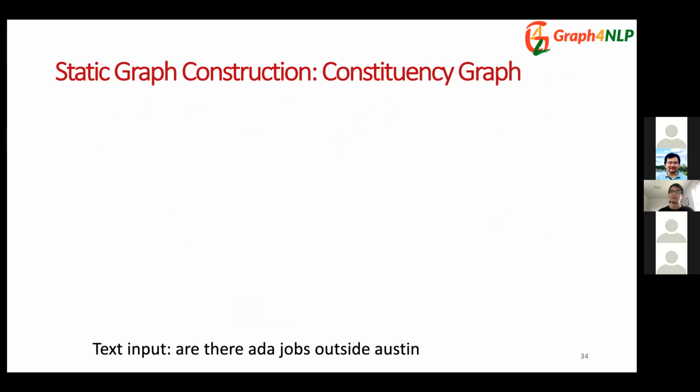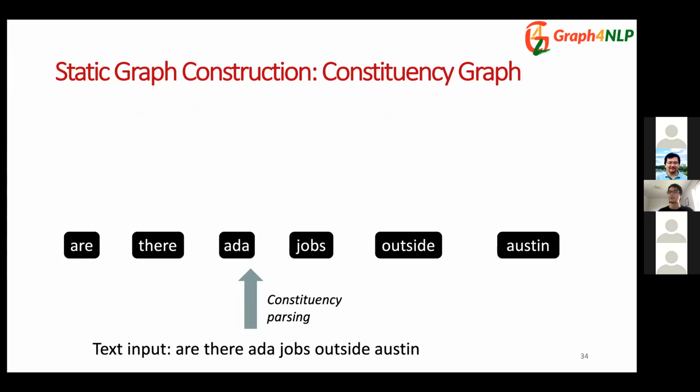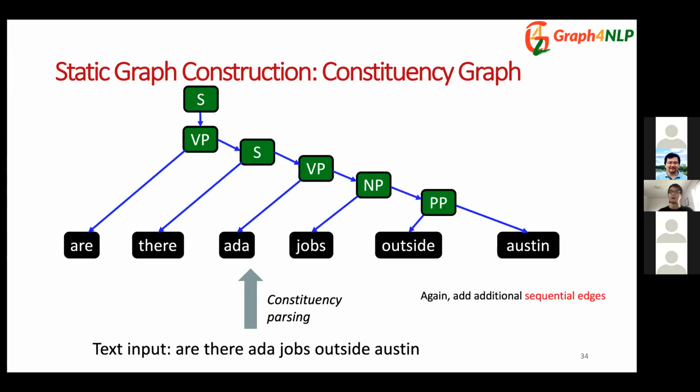The next approach we will introduce is the constituency graph. The constituency graph is able to capture phrase-based syntactic relations in a sentence, which is different from the previous dependency graph, which can only capture token-based syntactic relations. For instance, given the same sentence, one can apply constituency parsing tools to convert it to a graph. And for the same reason, one can add additional sequential edges between those nodes.